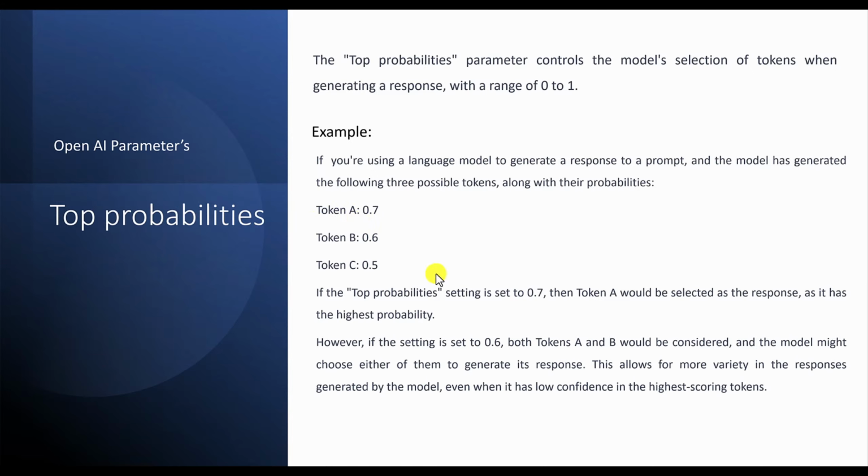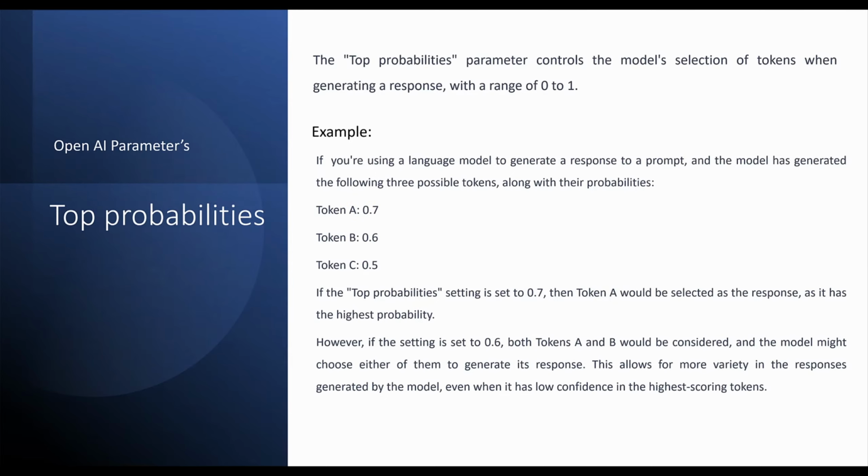If you set the probability to 0.6, then both token A and B are selected. Either one is chosen for the generated response to the user. This is the top probability.